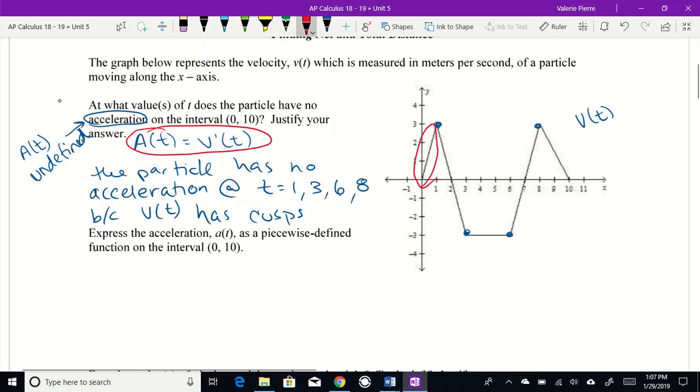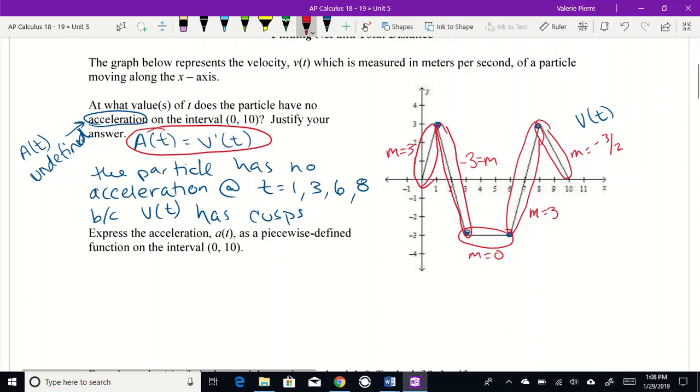From 0 to 1, we have one type of slope, which is 3. From 1 to 3, we have another type of slope, which is -3. From 3 to 6, another slope, which is 0. From 6 to 8, another slope, which is 3. And from 8 to 10, another slope, which is -3 halves. I can figure that out by doing rise over run on all those intervals.